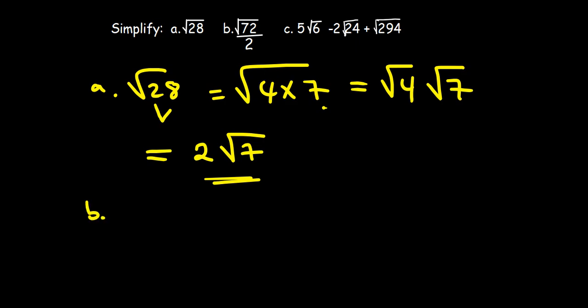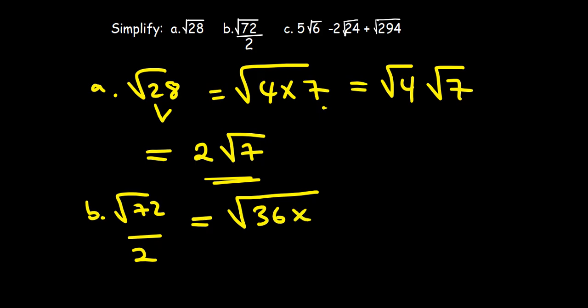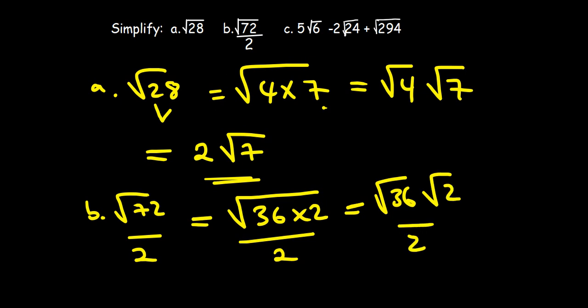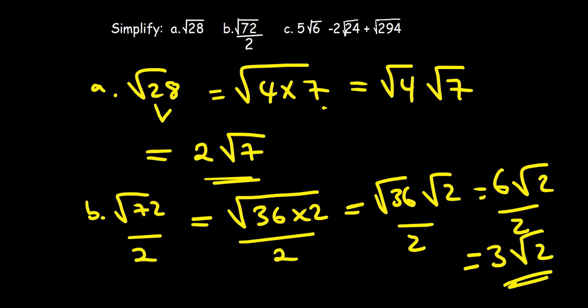For b, I have root of 72 divided by 2. Inside there, if I multiply 36 by 2, 36 is the perfect square in that case, then I have divided by 2. Then this is going to give me root of 36 multiplied by root of 2, divided by 2. The root of 36 is 6, so you have 6 root of 2 divided by 2. And 2 can divide into 6, such that you have 3 root of 2. So you've simplified that one as well.